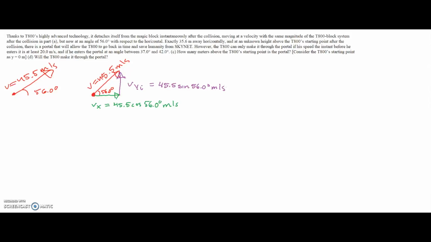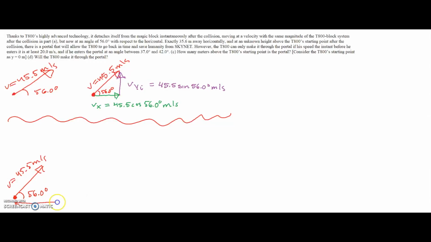And so now we're going to draw out the actual situation. At the bottom here, the T800 is going at a velocity of 45.5 meters per second, at an angle with respect to the horizontal. And we know that the change in x to the portal is 35.6 meters. Sorry if that's written badly.